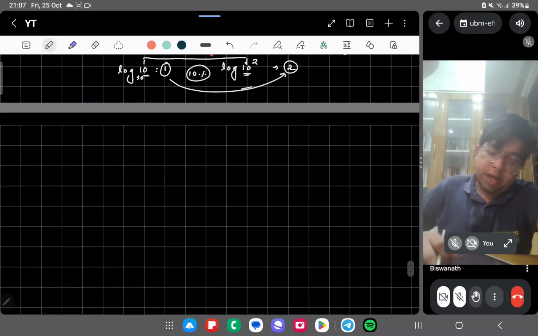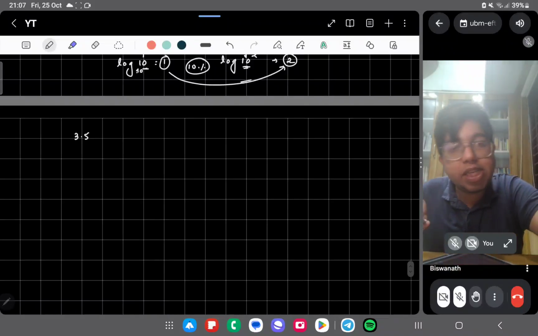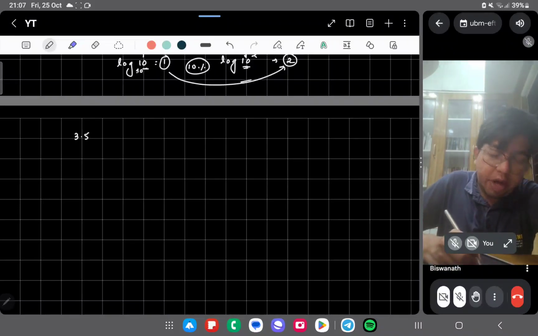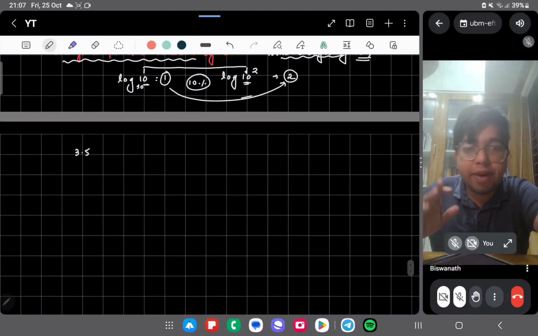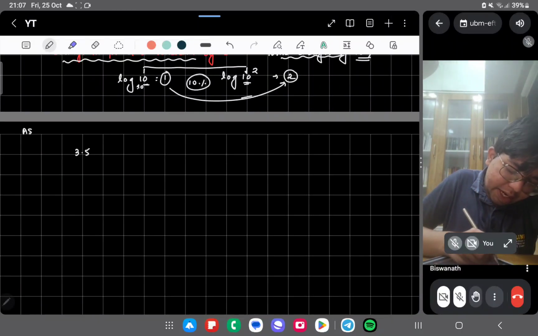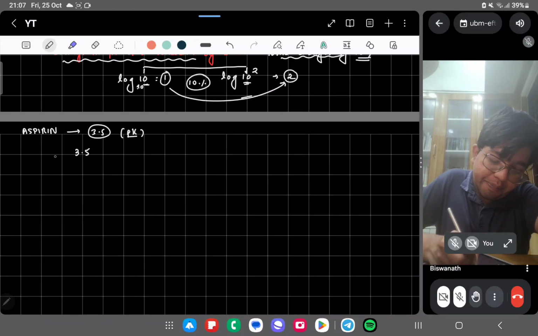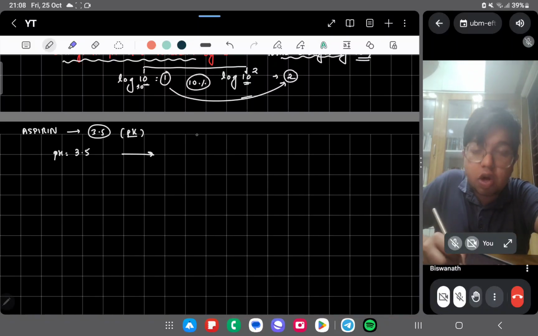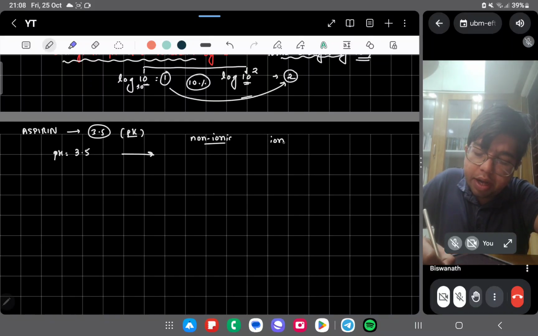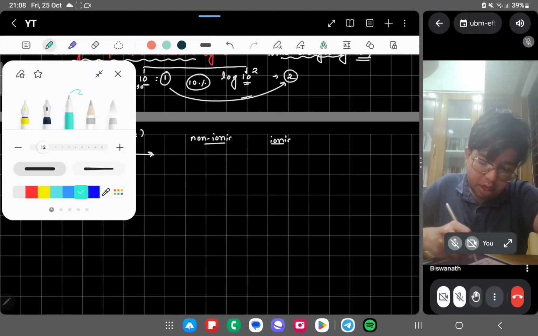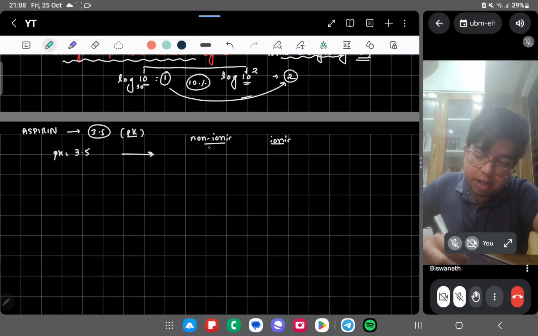Understood? Let's take an example. Let's say the pH of the medium is 3.5, and the pK of aspirin is 3.5 again. The pH of the medium is 3.5, so what is the non-ionic by ionic concentration? Whenever pK and pH are the same, the non-ionic concentration is 50% and the ionic concentration is again 50%. Now you change it by 1.